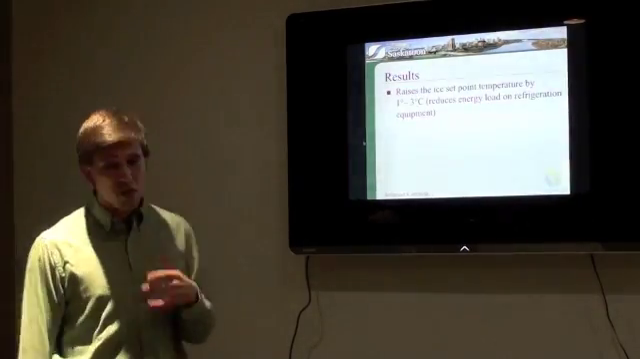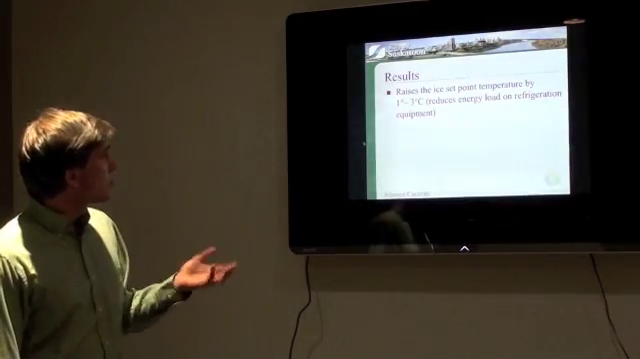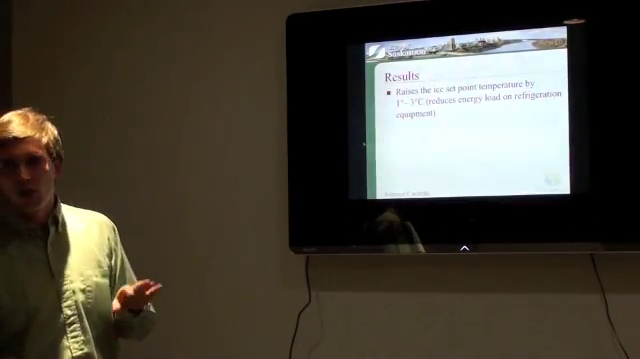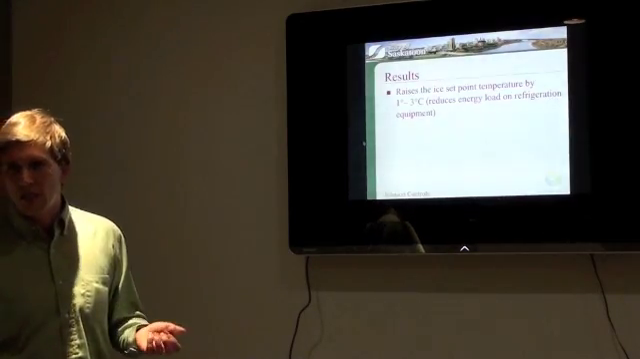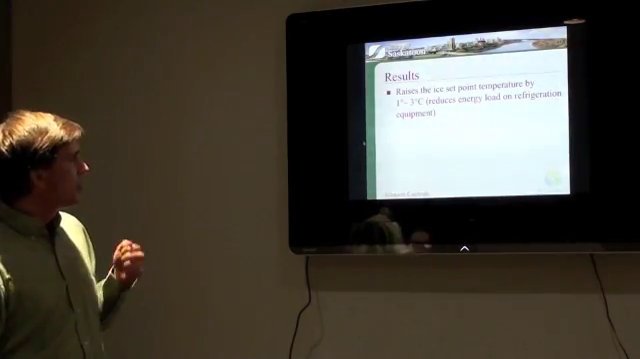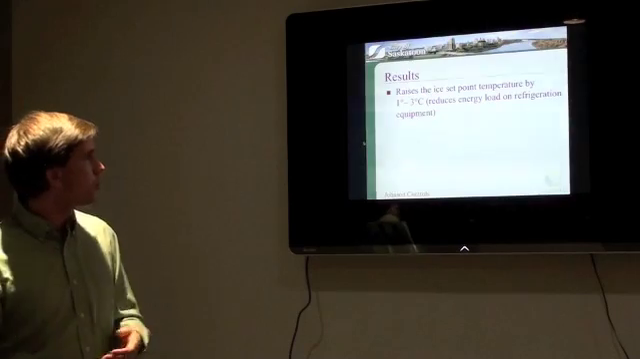So what are the results we're expecting? Well, we're going to be conservative. We're going to estimate, or hope, that we can get between a 1 and 3 degrees Celsius rise in the freeze point. This will reduce our energy load for refrigeration.